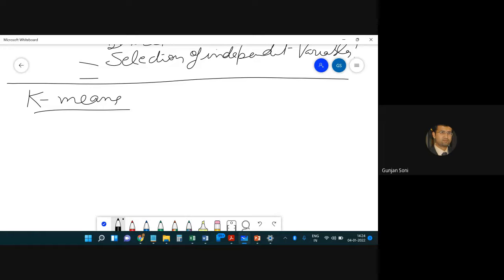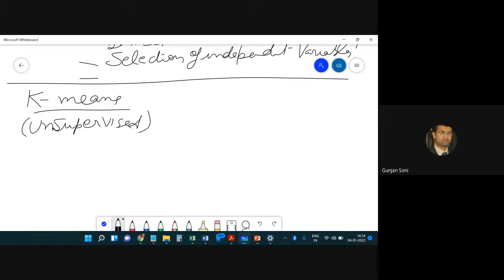So in k-means, it is slightly different from what we have. Slightly, or you can say the whole purpose itself is different. In k-means, it is unsupervised form of learning. So I'll first take the example. Straight away we'll talk about an example over here.